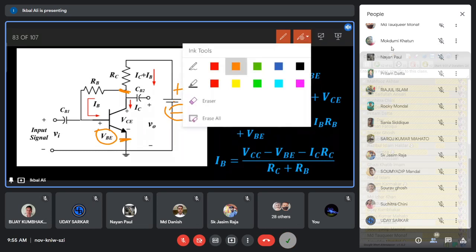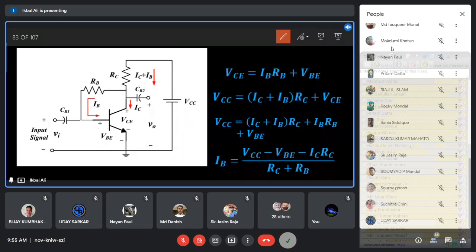This is called the designing of the biasing circuit. Now you see that the resistance RB is connected between the collector and the base of the transistor. So you can easily see that a base current is flowing in this way, through the resistance RB and to the base of the transistor.